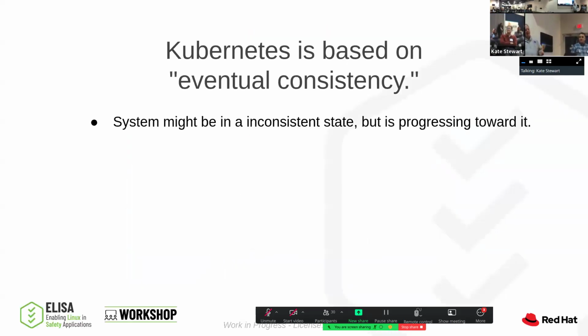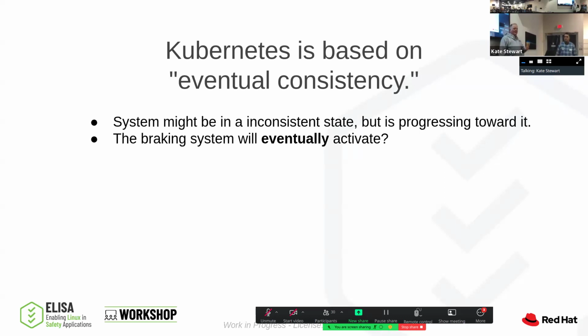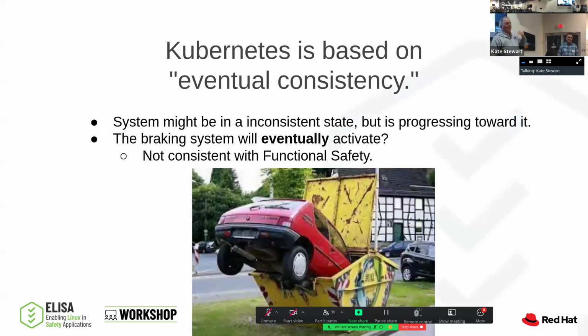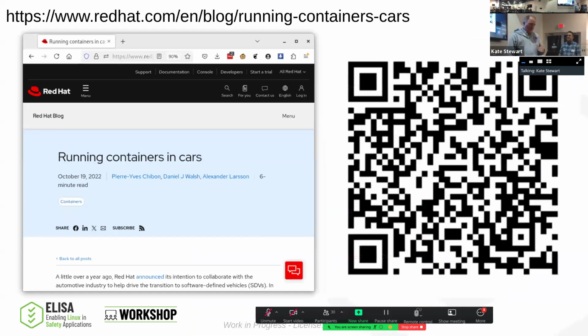The problem is Kubernetes is based on eventual consistency. The system might not be in a consistent state, but is processing towards it. Kubernetes was originally designed around the concept of, I need a web service started up in 3 different places, and eventually I'll get a website up in 3 different places. So the braking system will eventually activate is probably not what you want. We need a state machine in the vehicle. When you're using functional safety, you really can't say I want it eventually to be in a good state. I need it to be instantaneously in a good state.